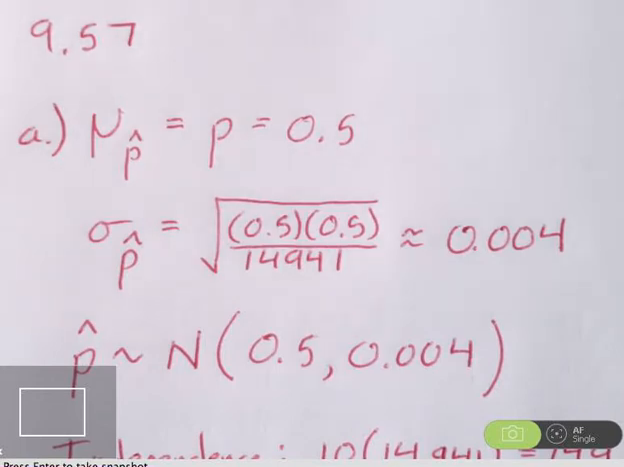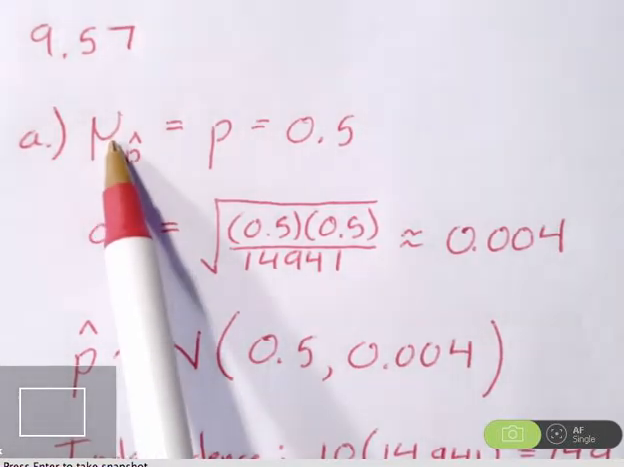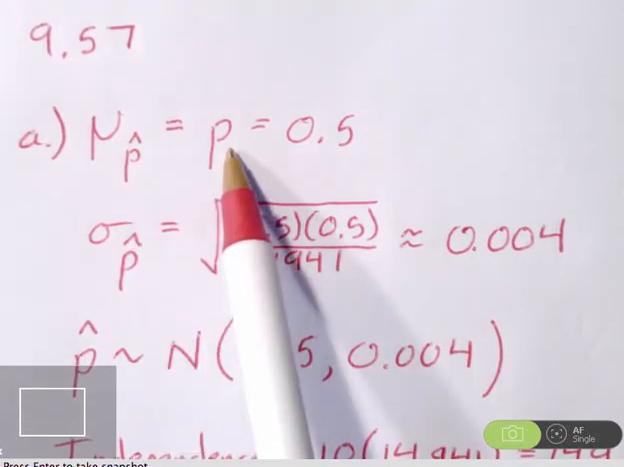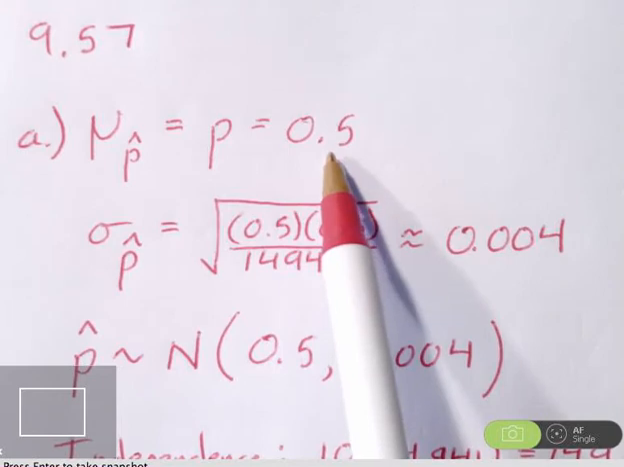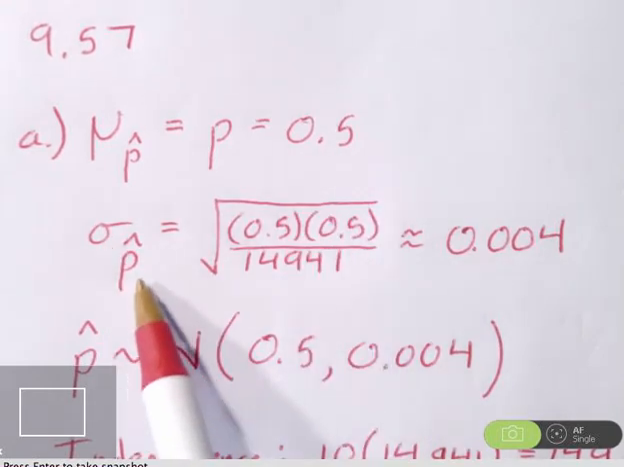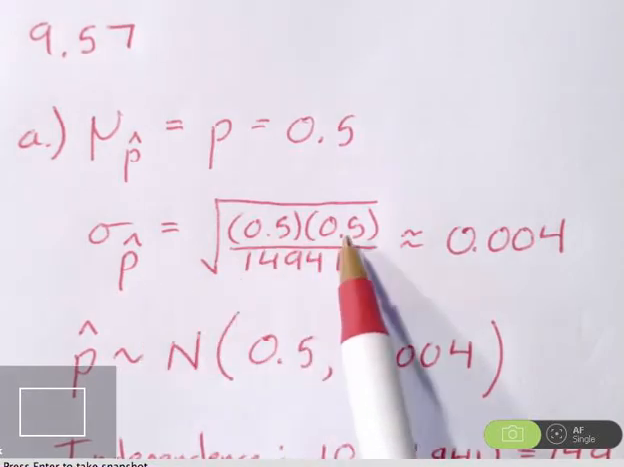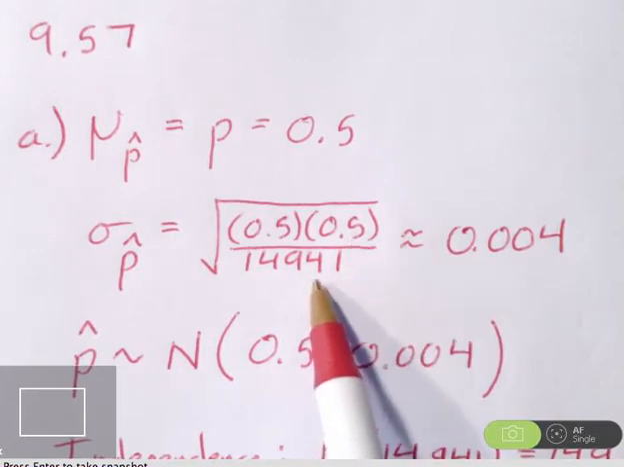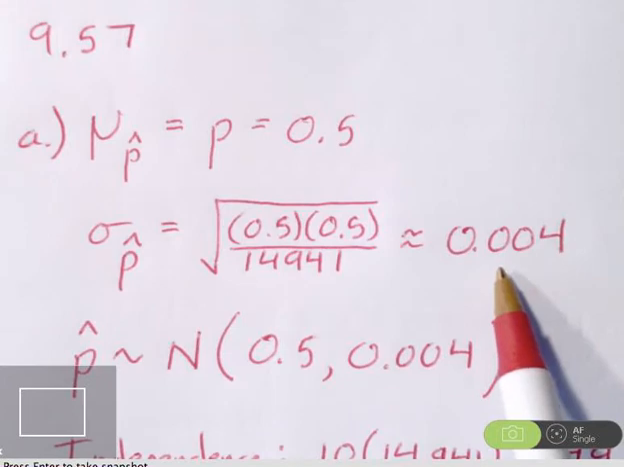In part A, what are the mean and standard deviation for the sample proportion of college students who drink to get drunk? The mean, or the center of our distribution of p hats, will be the true value of p that we're assuming is 0.5. That's what we will use to calculate the standard deviation for our distribution of p hat. That will be the square root of p times 1 minus p, divided by the square root of our very large sample size. So we have a very small standard deviation of 0.004.